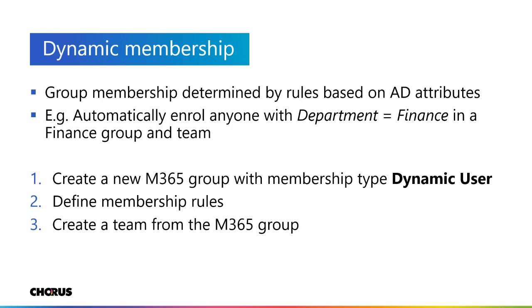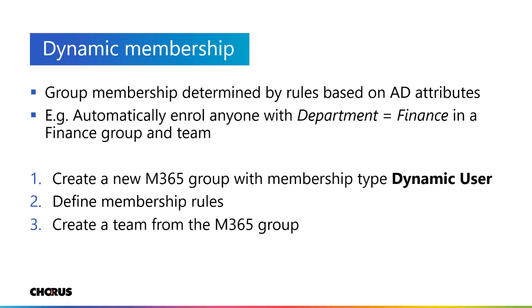So this is, again, one of those functional areas that works on the underlying Microsoft 365 group rather than the team. So you can create a Microsoft 365 group where the membership of that group is determined by certain rules, and those rules are based on Active Directory attributes of your users. So if, for example, you wanted to automatically enroll anyone who's in the finance department in a finance group and team, you can do that kind of thing. You have to do this in a particular order.